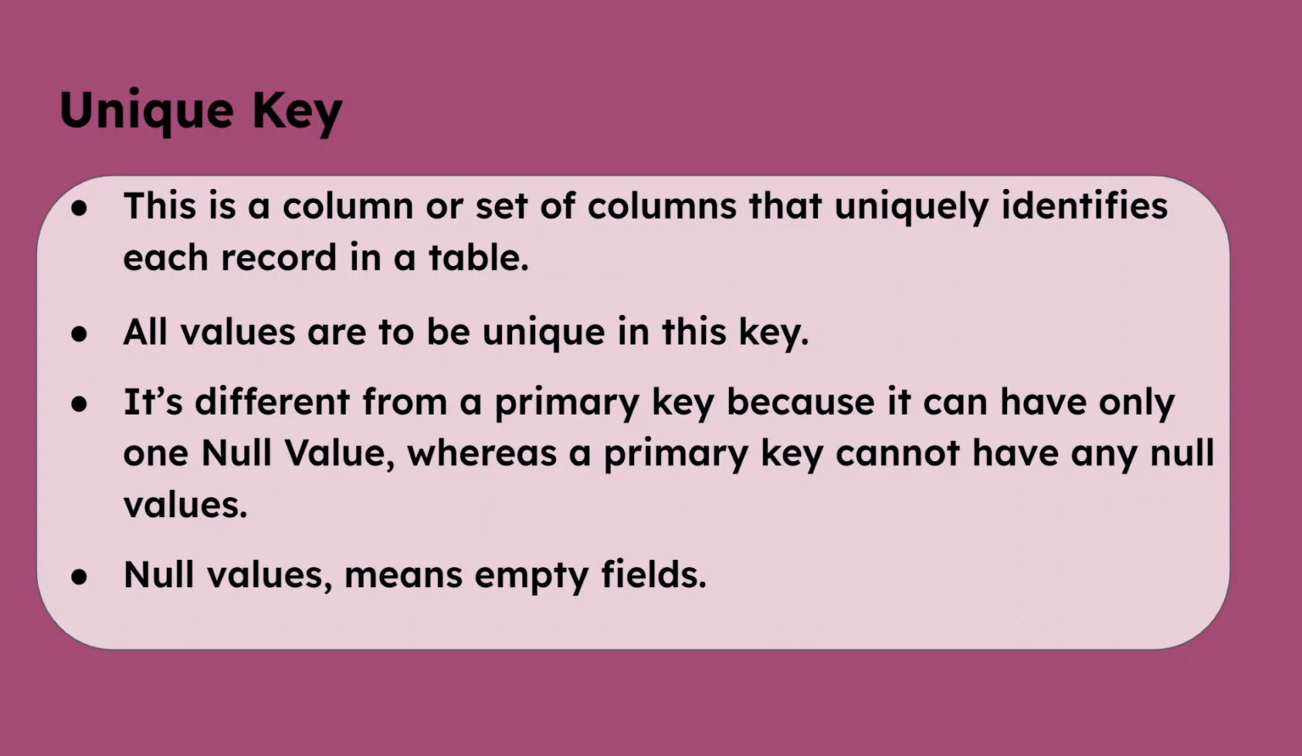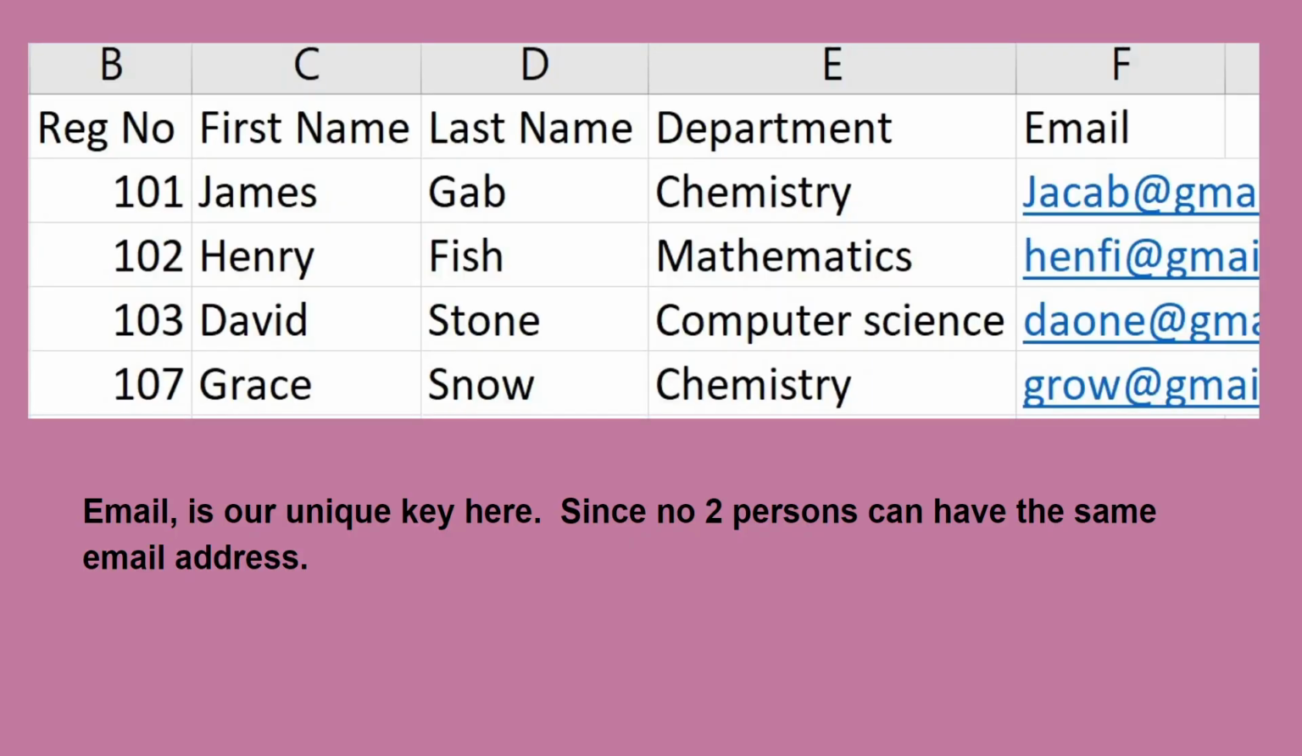That means if we're going by that definition, our reg number is no longer our unique key. Do you see it? Our reg number cannot be our unique key because it uniquely identifies a record in a table, yes, and all values are unique, yes, but it cannot be a null value. Okay. So when you are given a table, there's always another column there that can be described as a unique key. You can use that key also as the primary key, but just to be on the safer side, stick to what you're able to fully understand.